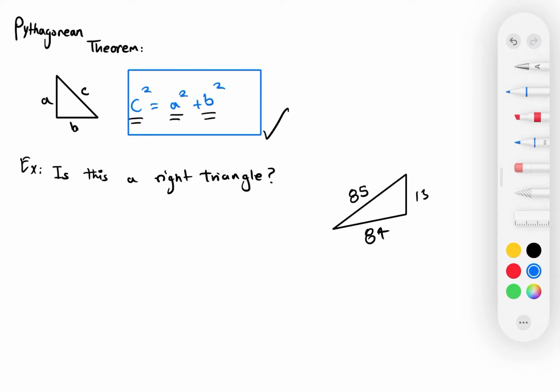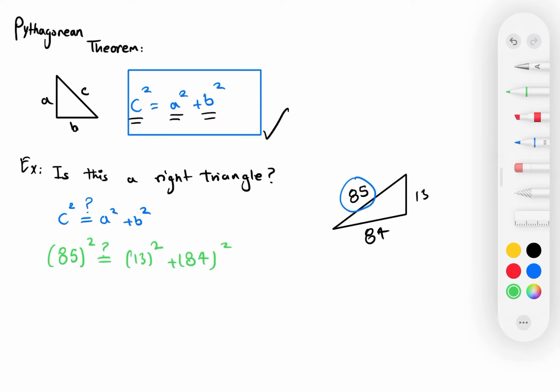Well, if this is indeed a right triangle, then c squared should be equal to a squared plus b squared. That means that if you raise the hypotenuse to the power of 2, it should be equal to the addition of the two other legs. So is this in fact true? Is the hypotenuse equal to those two parts? Let's check it out. So first step is to plug in the numbers. It's going to be 85 to the power of 2. Is it equal to 13 to the power of 2 plus 84 to the power of 2?